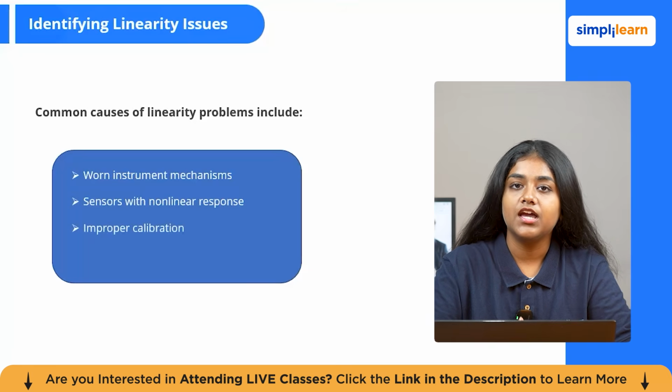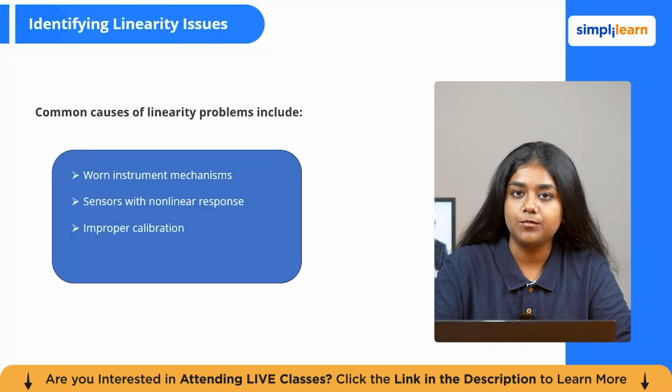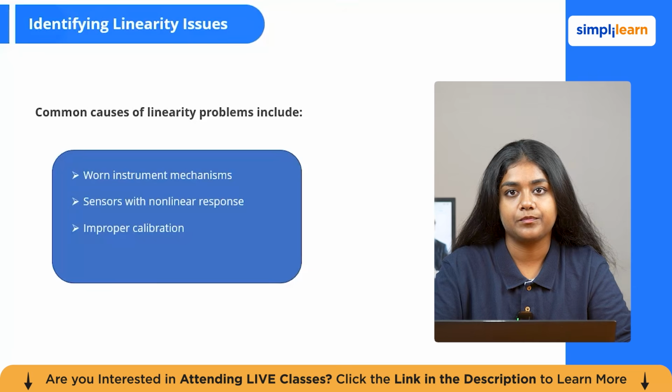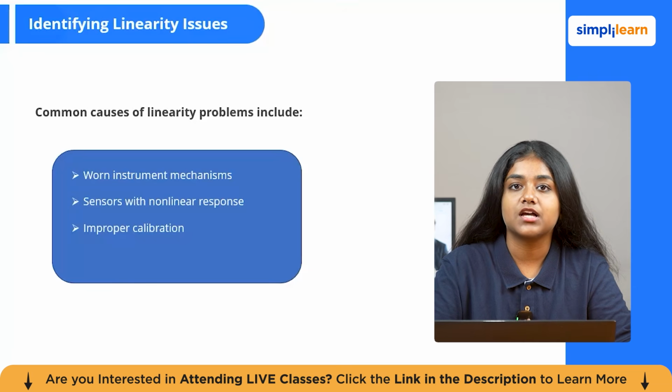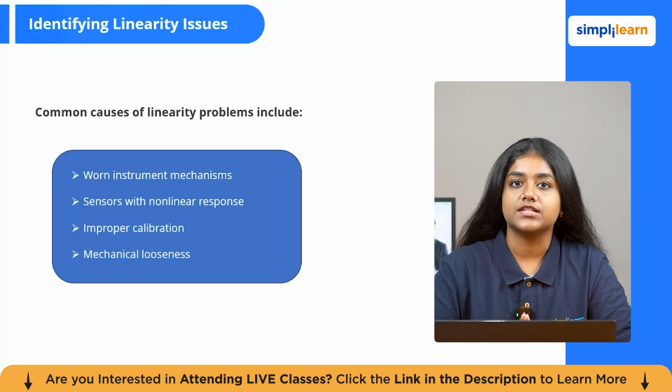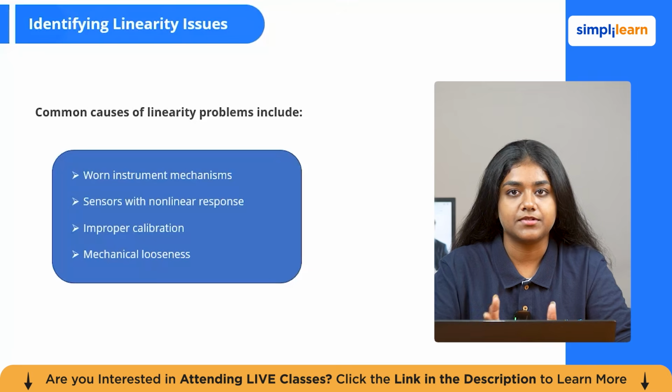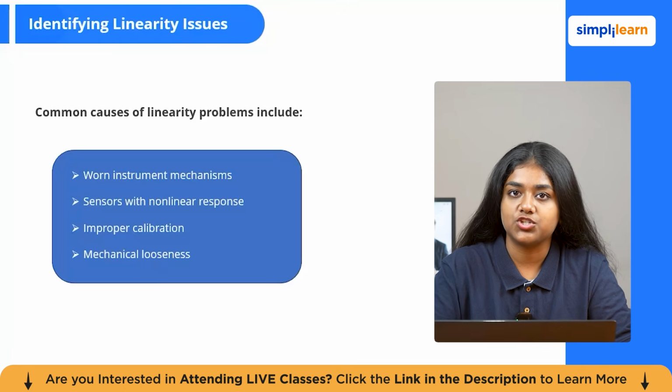Improper calibration. If a gauge is calibrated at only one point but used across a wider range, it may appear acceptable at that point while still being inaccurate elsewhere. Multi-point calibration helps confirm that the gauge is accurate across the full operating range. Mechanical looseness. Loose parts, backlash, or poor fit in the measuring mechanism can affect readings differently depending on the position. This can create changing bias across the range and make measurements unreliable at certain points.